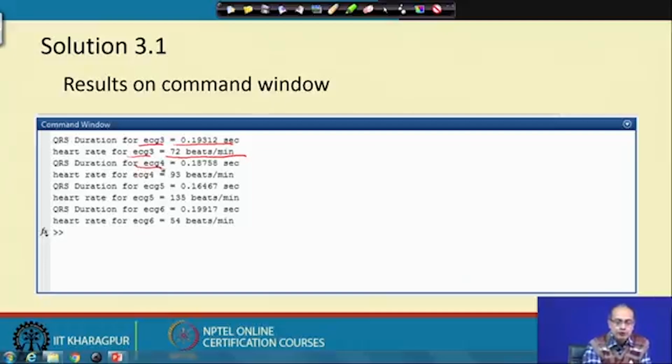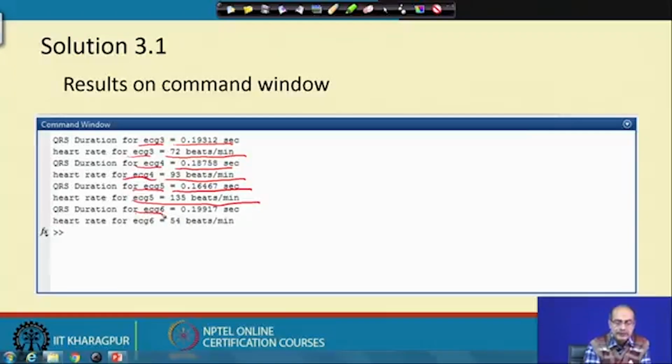For ECG 4, the QRS duration has reduced a bit, 0.18758. Corresponding to that, what is most surprising is that the number of beats has increased, to 93 beats per minute. For ECG 5, the duration has further decreased to 0.16467 second and the heart rate is abnormally high, 135 beats per minute.